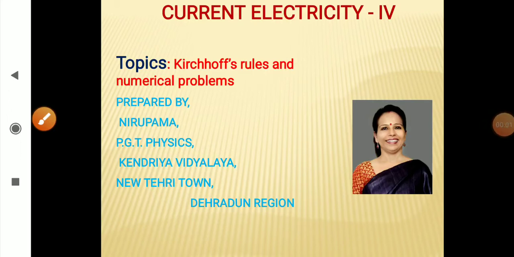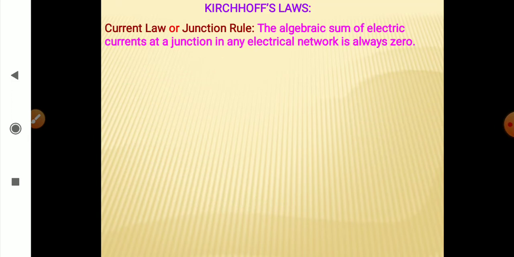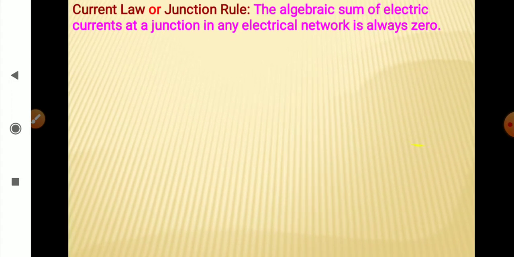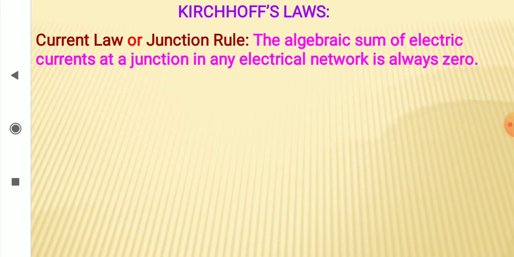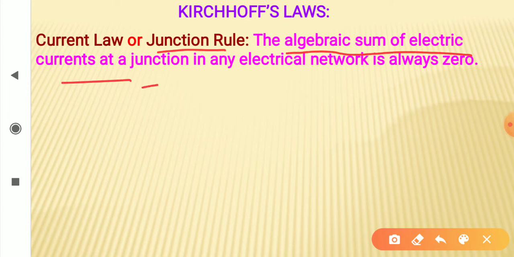Dear students, in this video on current electricity, we will study Kirchhoff's rules and numerical problems based on them. So starting with the first law, it is also called the Junction Rule. The algebraic sum of electric currents at a junction in any electrical network is always 0.